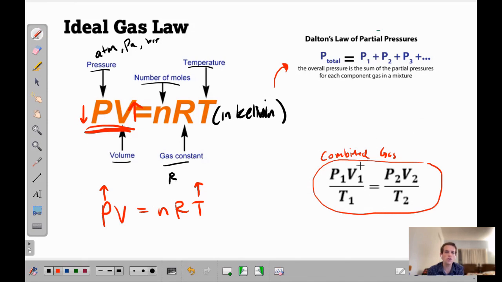So this law is usually more useful when you have a change in state, like you have pressure and volume at one temperature, and what's the new pressure and volume at a different temperature. PV=nRT is usually better for a specific situation.